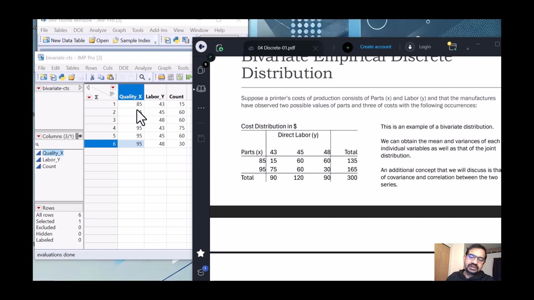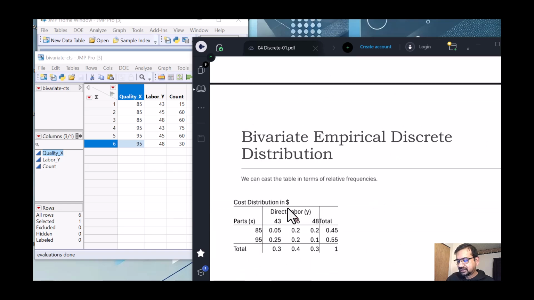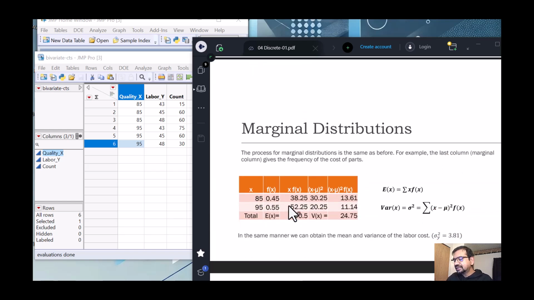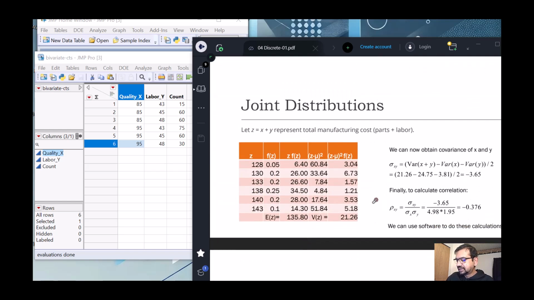And then for the parts cost of 95, we have a labor cost of 43, 45, and 48 as well. And we're writing the actual frequencies next to them. So that's all we need in JMP. We don't have to convert this into relative frequency. We don't have to do anything else. Now notice that these are the numbers we got using our tabular calculations for covariance and correlation.